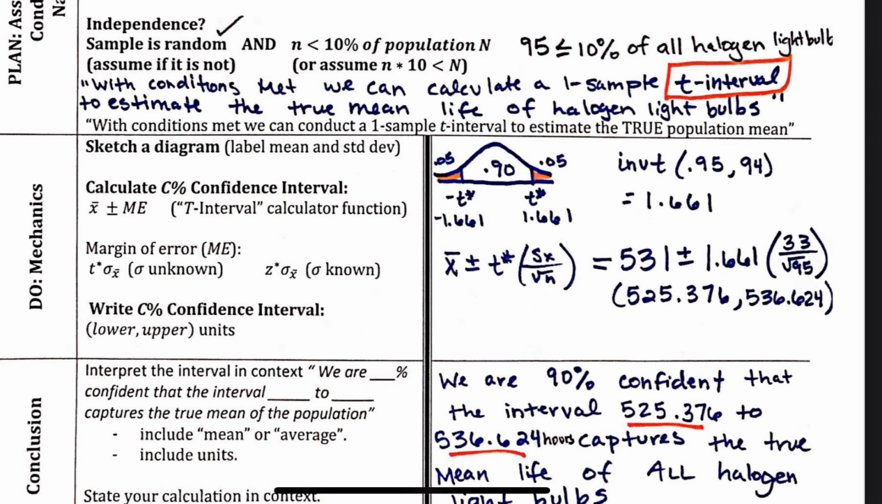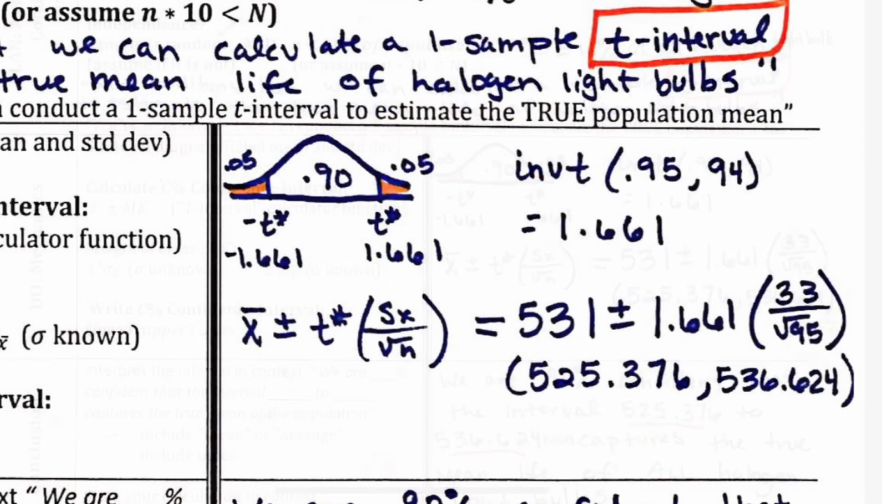And this is where your t chart can become really useful. You are given degrees of freedom, but it's not going to have exactly that 94 degrees of freedom on the t chart. Right? That t chart doesn't have every single degrees of freedom value. So the other option is using your calculator, and that's what I've modeled here at the top of the page. If we use inverse t, we can work backwards to find that critical value.